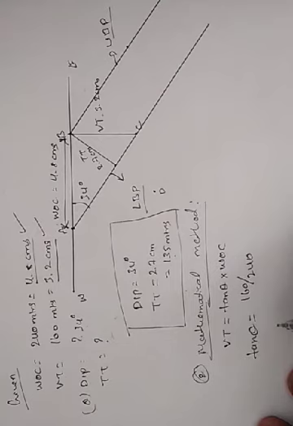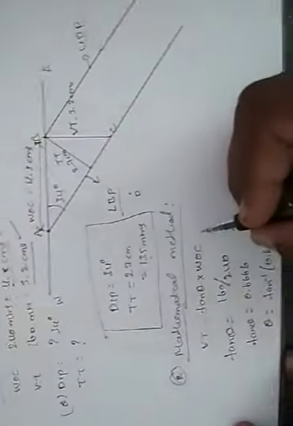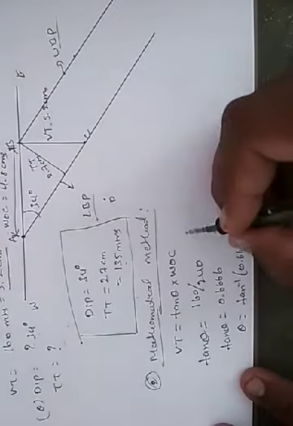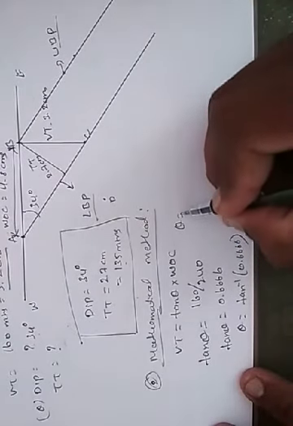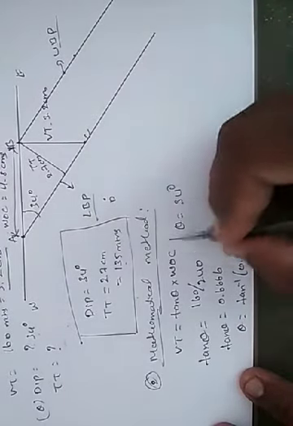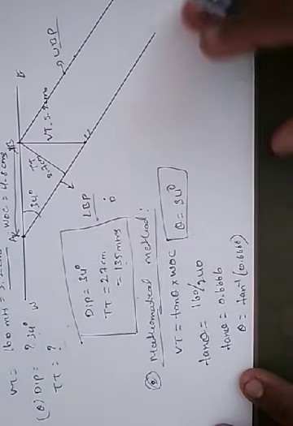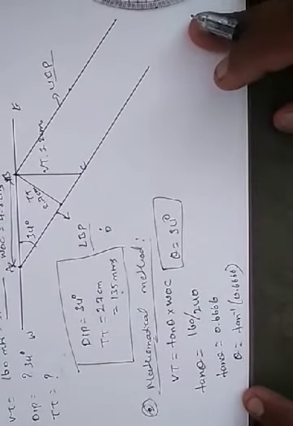So now 160 by 240 will get theta, so tan inverse of 0.666. So we will get theta equals 34 degrees. So this is the value which we got through the mathematical method.